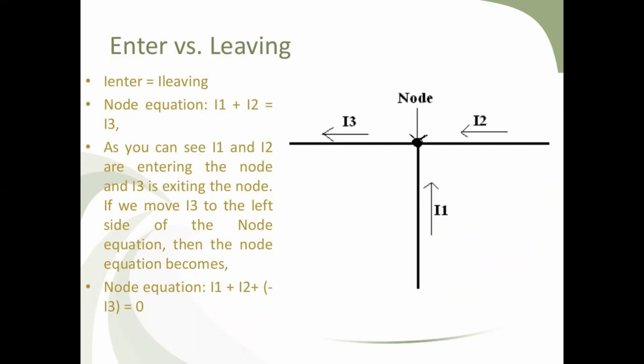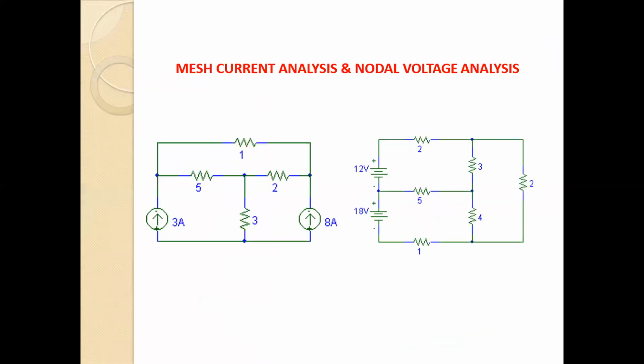Node equation is formed such that the sum of I1 plus I2 is equal to I3. As you can see, I1 and I2 are entering the node, whereas I3 is exiting the node. If we move I3 to the left side of the node equation, then the node equation becomes I1 plus I2 minus I3 is equal to 0.